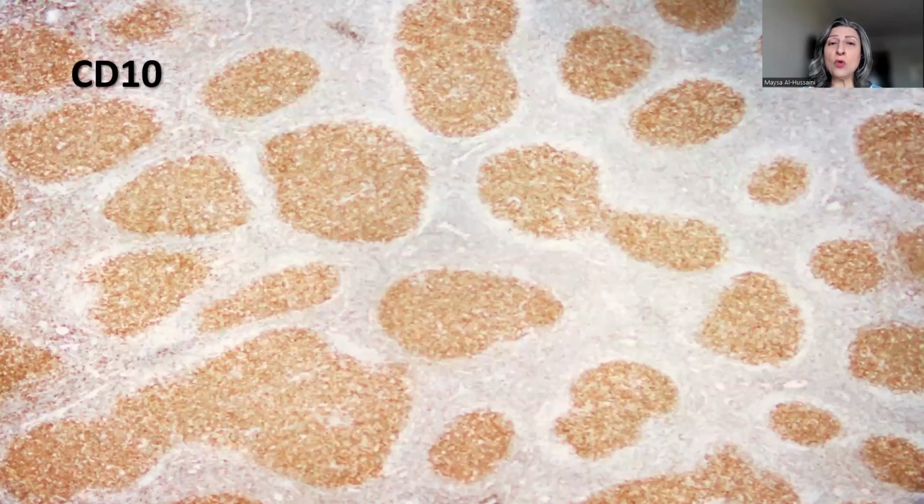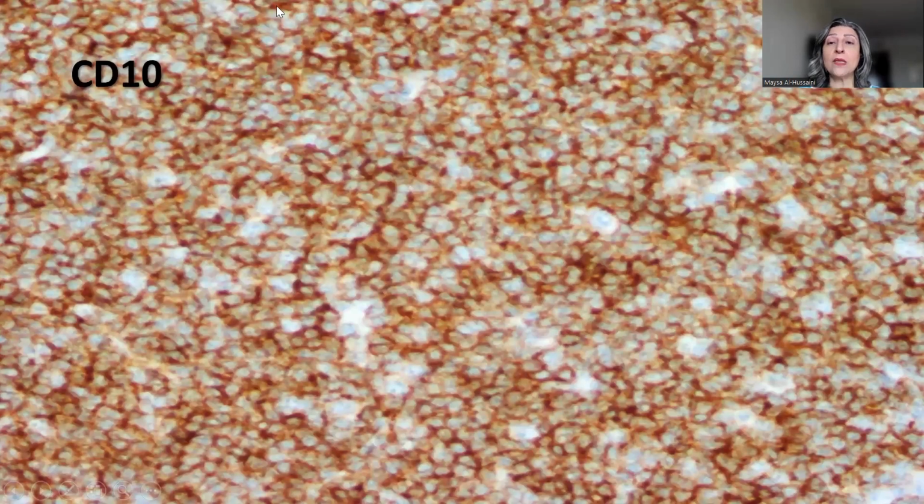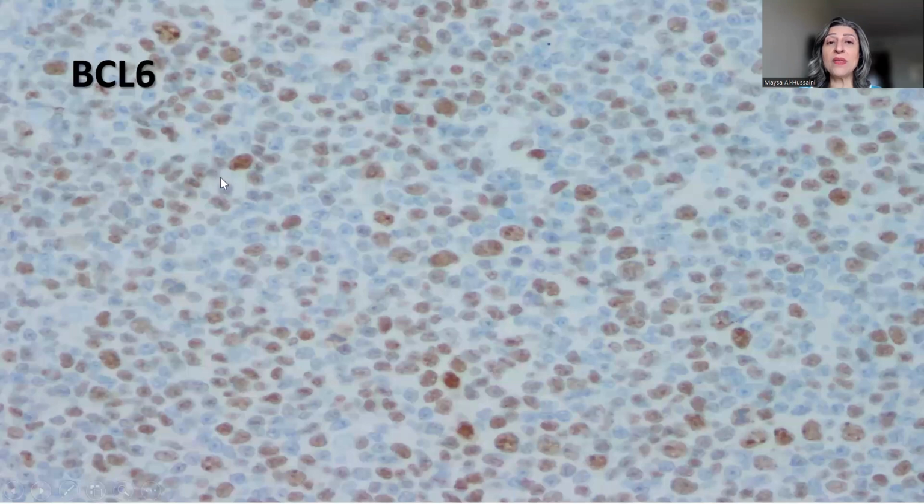Also CD10 is beautifully, strongly positive. Now there is an important tip. CD10 is usually positive but weakly positive in reactive lymphoid follicles, whereas CD10 is usually strongly, diffusely positive in low-grade follicular lymphoma. This is an important tip to pay attention to, and this is the higher power magnification. And then BCL6 again is positive within the follicle. It does not really help to differentiate between benign and malignant, unlike CD10, which is usually strongly positive in the malignant versus the reactive lymphoid follicles.